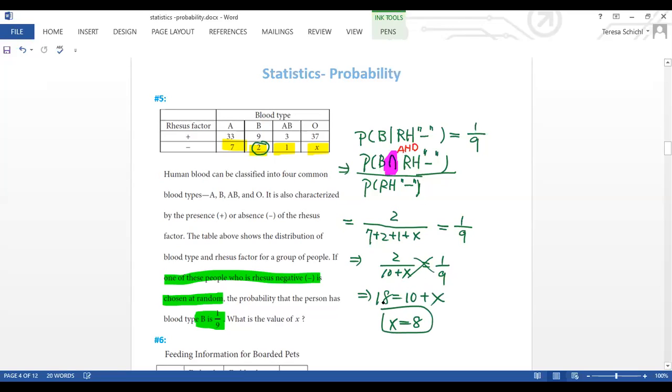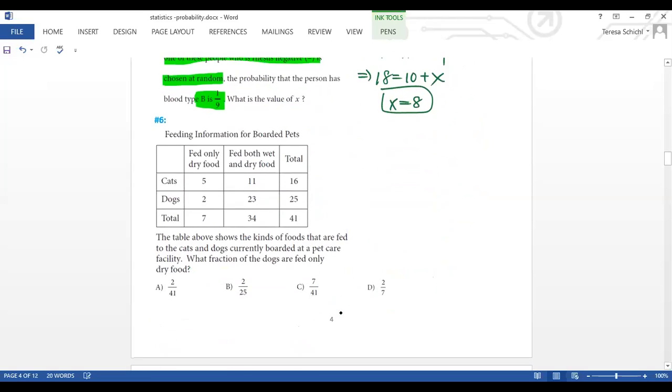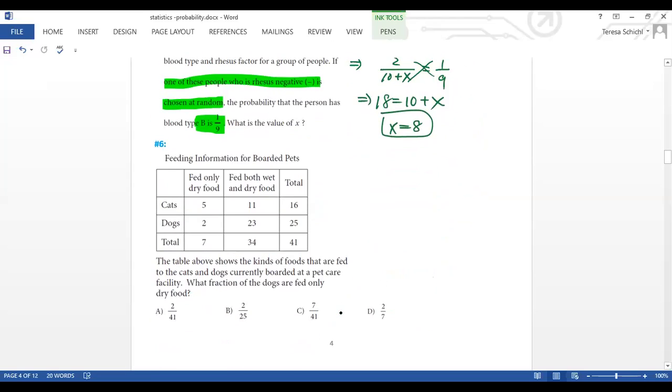Okay. This is a very good problem here. So that's why, because in here you highlight that if one of those people is RH negative, that means this already happened. This happened first. This person is RH negative. Then also this person has blood type B. So what is the value of X here? Okay, number 6 here. Let's take a look.